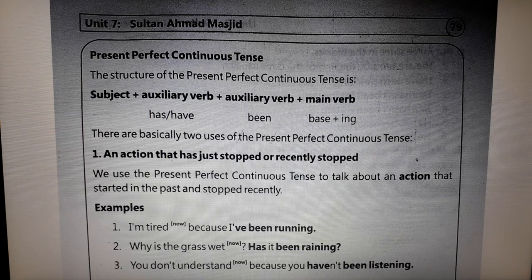Number two, why is the glass wet? Has it been raining? That is the interrogative. Has it been raining? Has and have. I said I, we, you, they always take have. So it is singular. Similarly, number three, you don't understand because you haven't been listening.